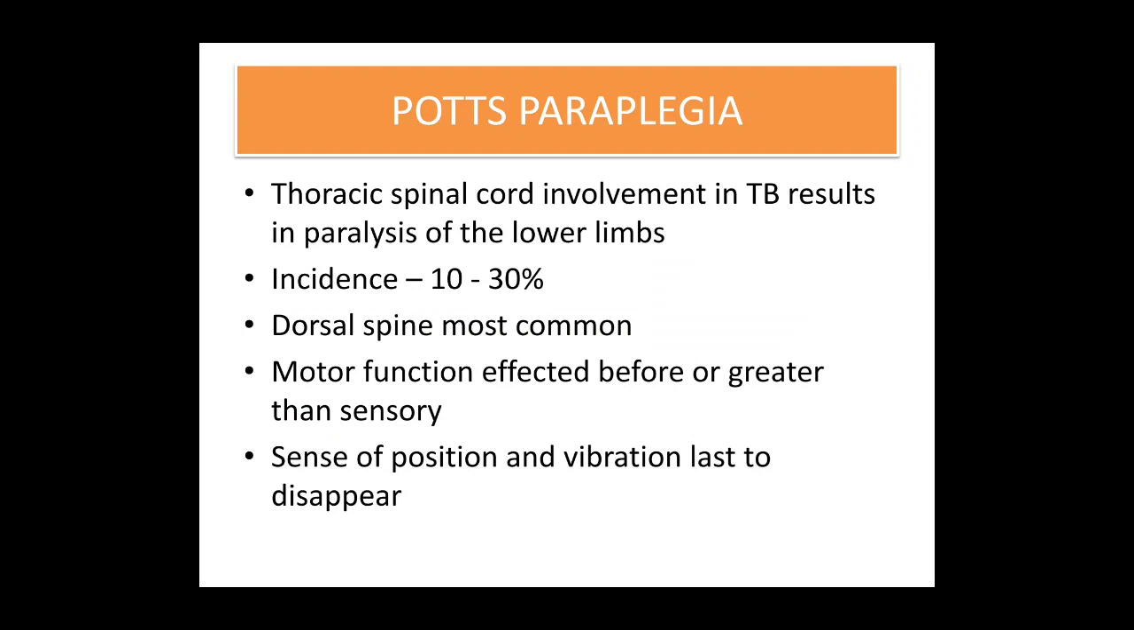Now coming to Pott's paraplegia. Obviously the lower thoracic spine or the thoracolumbar spine is the most common location for TB spine, like we had discussed in the first class. And obviously all of us know that the spinal cord ends at the lower border of L1, and in a newborn the spinal cord is usually at the level of L3.